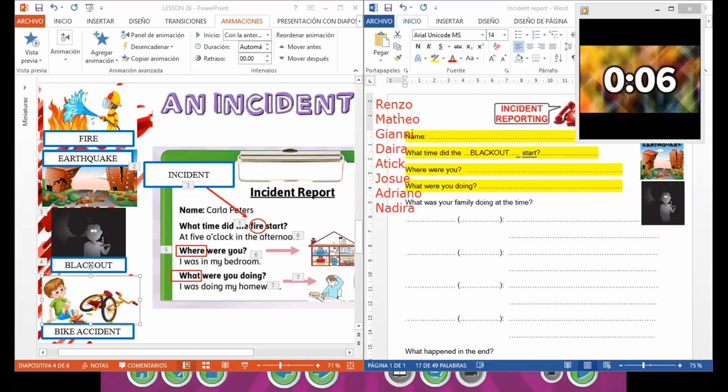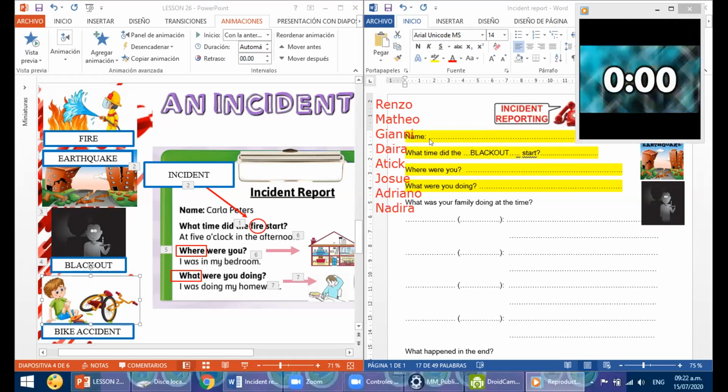Okay, these students are going to read, okay? Renzo, Mateo, Gianni, Daira, Atik, Josue, Adriano, and Maria. You are going to read, please, this part, the 4 questions, okay? Renzo, please, read this information. Name, Renzo Espinosa. What time did that start? And you continue reading. Okay, Renzo? Yes.